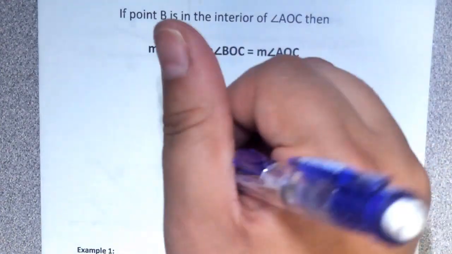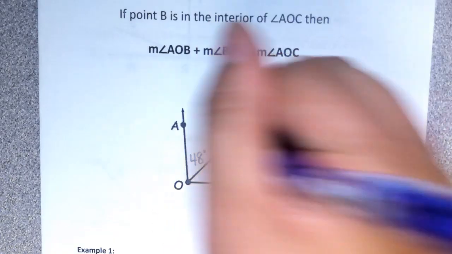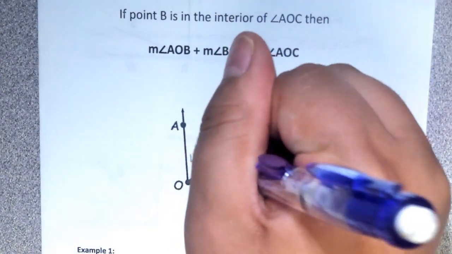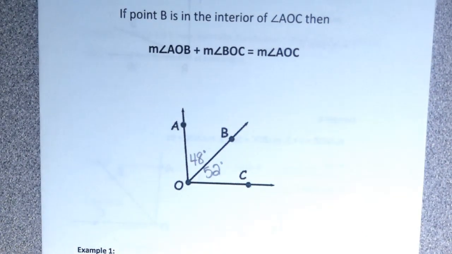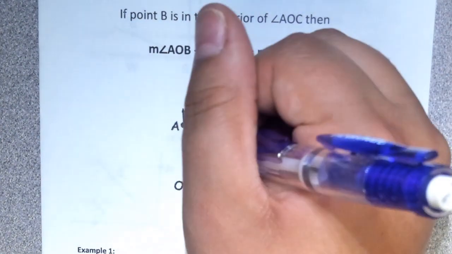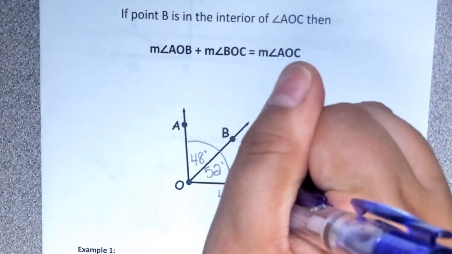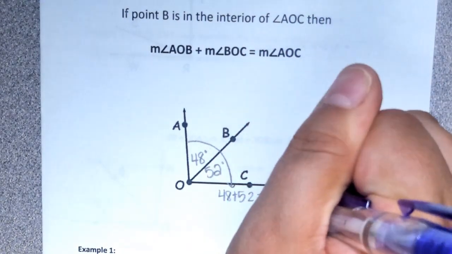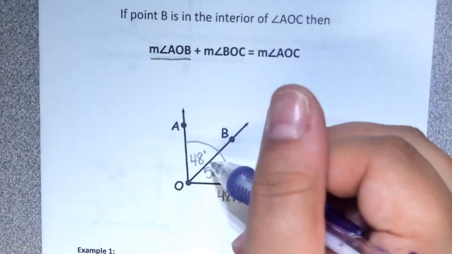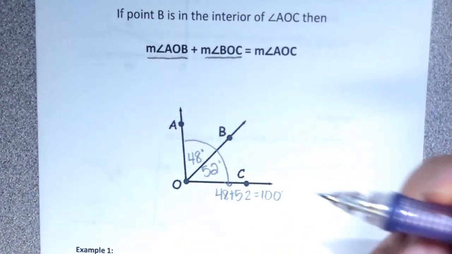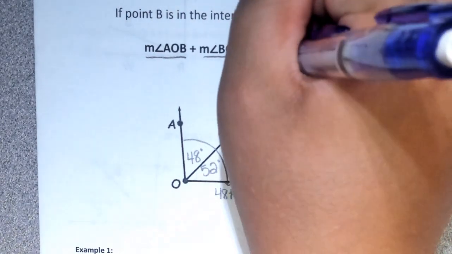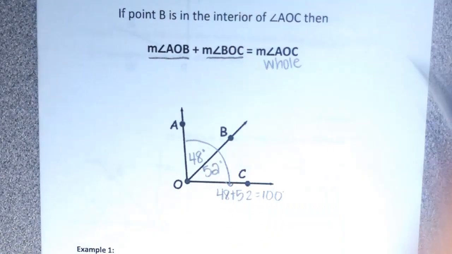What if I said, and I'm making this up, this is 48 and this is 52? How do you find the whole thing now? I just add them. They're not directly in the middle. It is 100. So you would add your AOB, your left one, plus BOC, the right one or the bottom one, and that's going to equal your whole angle.